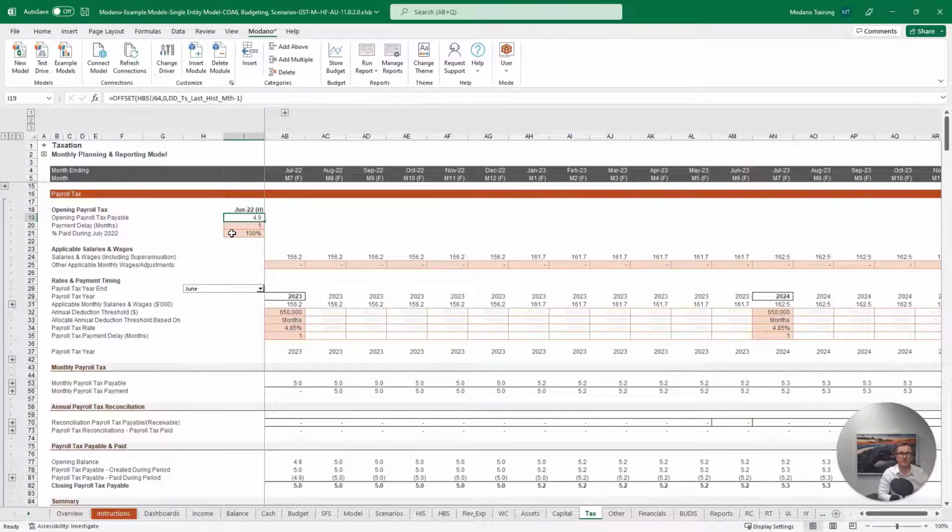This means that in our first forecast month, being July 22, the entire opening balance of 4.9 will be paid off. If we have an assumption of less than 100%, the residual balance will then be paid off 1 period later than the initial payment.